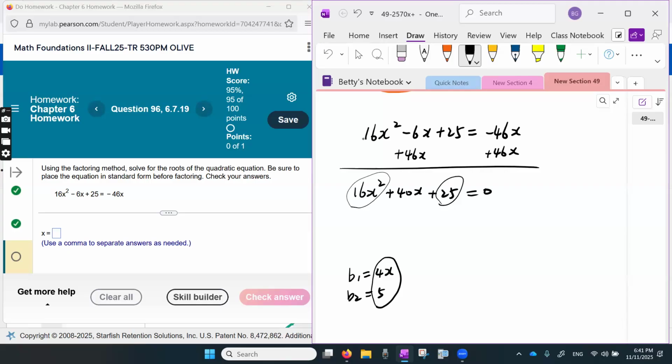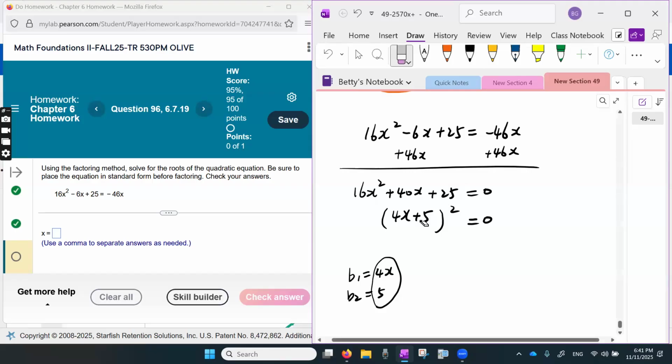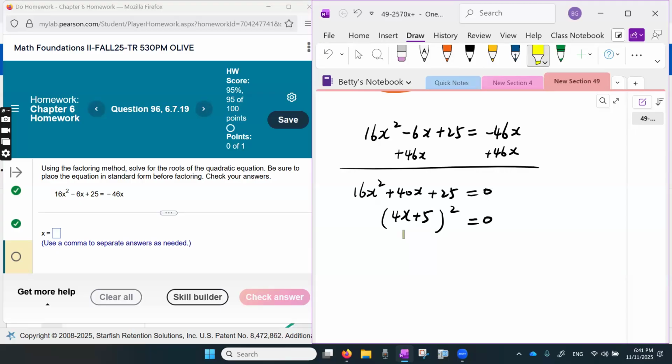Okay? We have done perfect square trinomials many times. The left side can be factored as the square of (4x + 5). If a perfect square equals 0, the base must be 0. Only 0 squared is 0. Other numbers, their square is not 0. Okay? Only 0 has a square of 0.